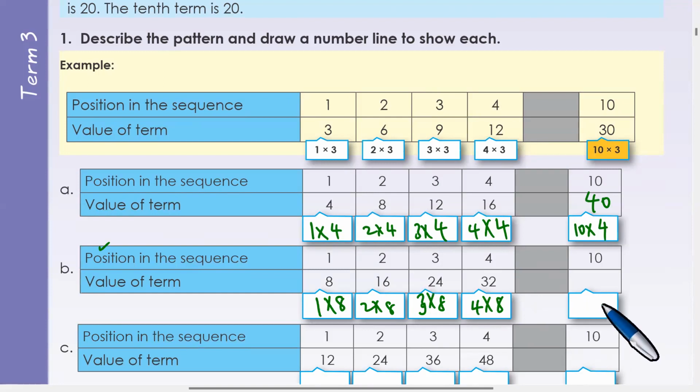What is the position here? The position is 10 times what? 8. Times 8, because it's times 8 throughout. It's times 8, times 8, times 8. So it will be times 8. And then now here 10 times 4 became 40, 4 times 4 is 16, 3 times 4 is 12, 2 times 4 is 8. 10 times 8 is what? 10 times 8 is 80.